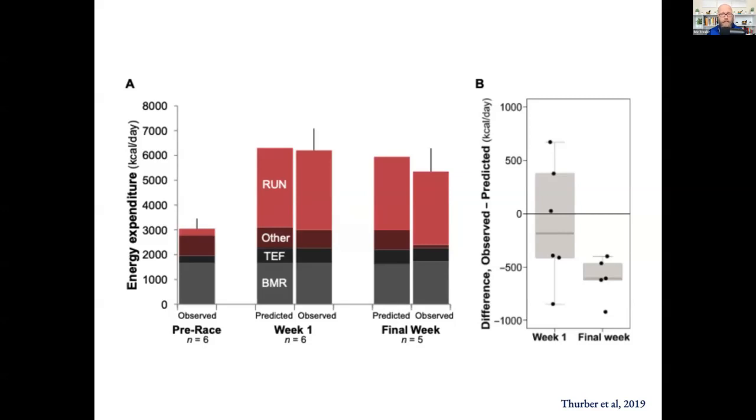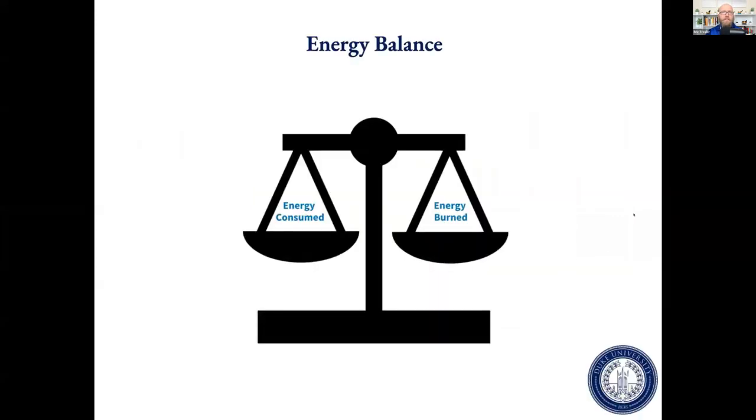So that's a very precipitous drop that seems to reflect a longitudinal adaptive reduction in total daily energy expenditure from trying to maintain this really, really high energy expenditure for a prolonged period of time lasting several weeks.